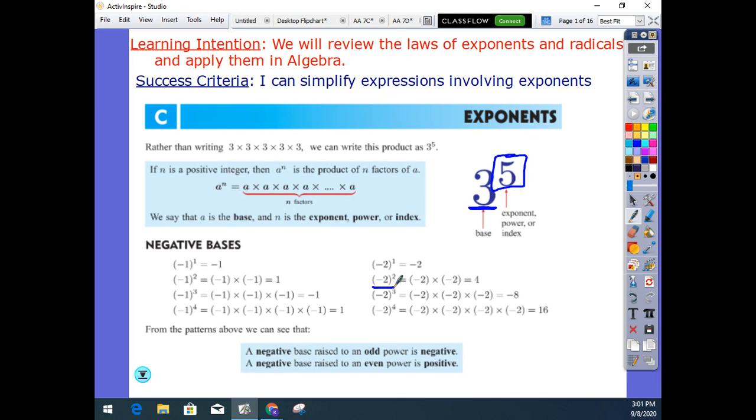A negative 2 squared is negative times a negative, which is positive. A negative 2 to the third, negative 2 times negative 2 times negative 2, is negative because the two negatives cancel. Odd means there's always going to be one left by the end to make the whole answer negative. I want you to be careful though.